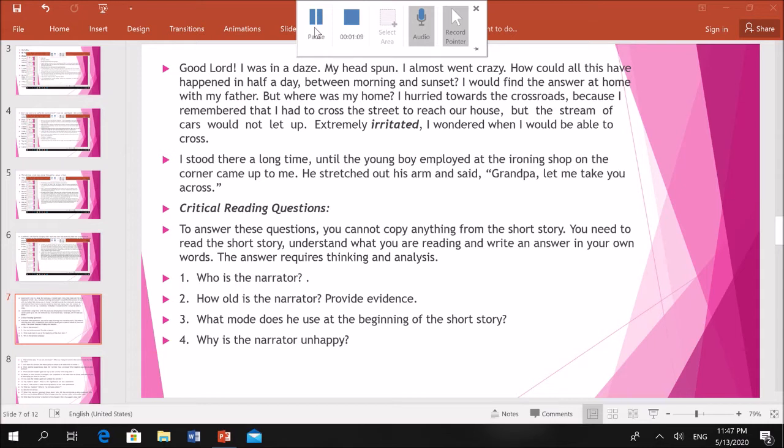Extremely irritated. I wondered when I would be able to cross. I stood there a long time until the young boy employed at the ironing shop on the corner came up to me. So the boy had to wait for a long time to cross the street until a young boy came and the young boy offered his help.